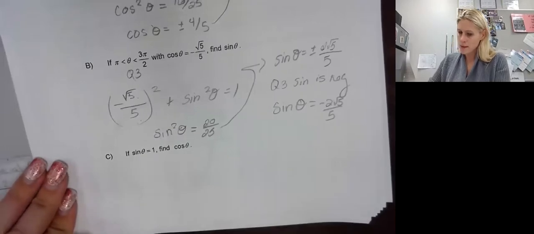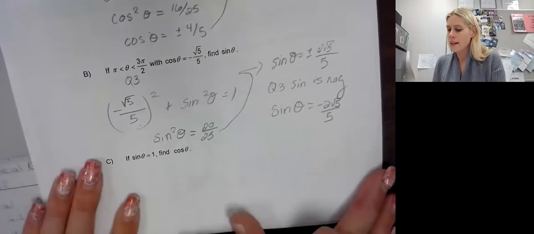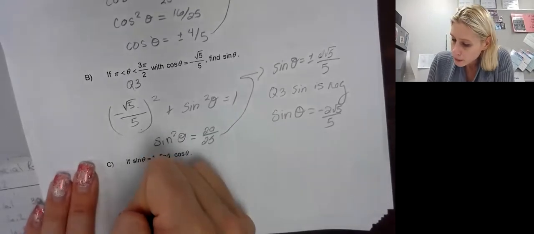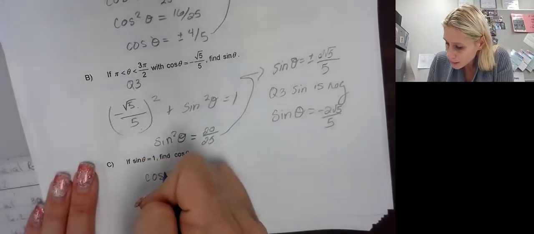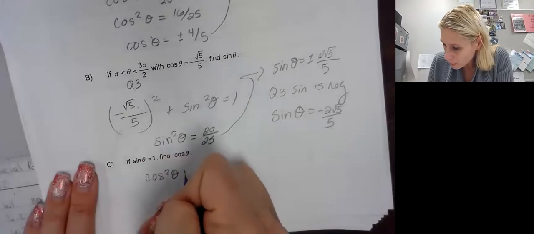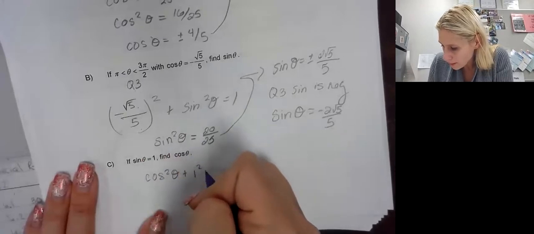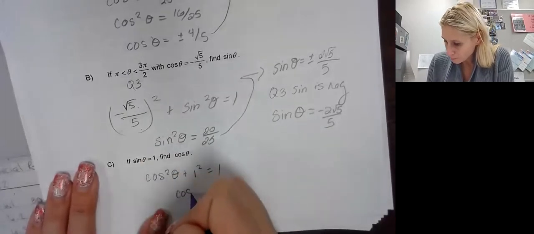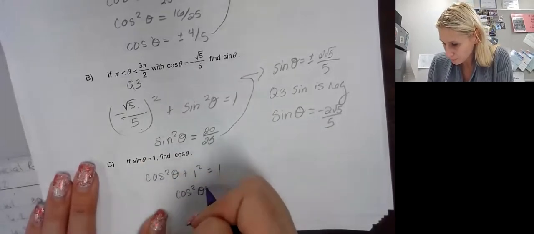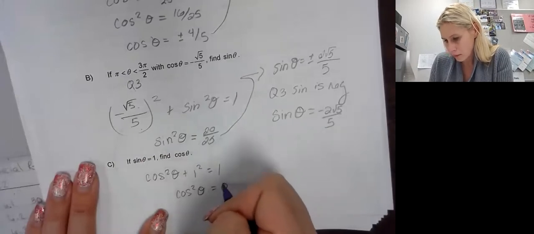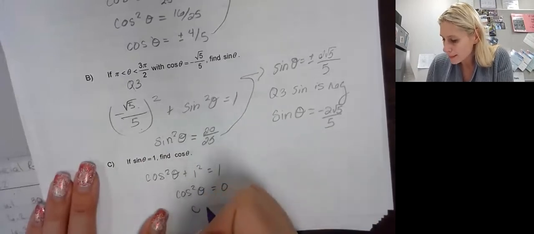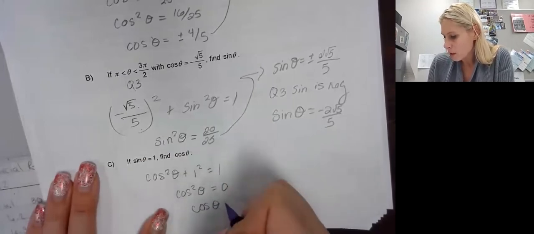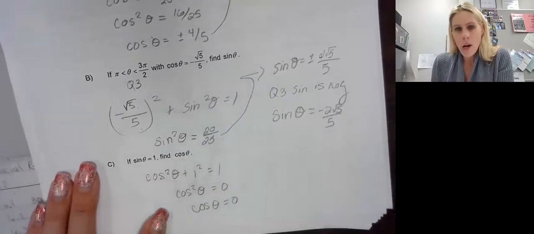All right. If sine theta equals 1, well, again, we're going to use the Pythagorean identity. So we get cosine squared theta plus 1 squared equals 1. When we end up getting cosine squared theta equals 0. Well, let's remember that 0 is neither positive nor negative, so we just keep it as cosine theta is 0, and we're done.